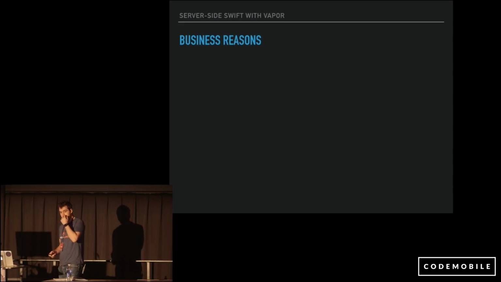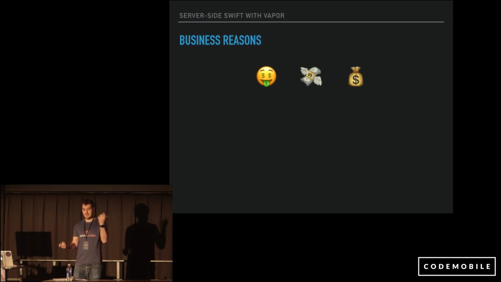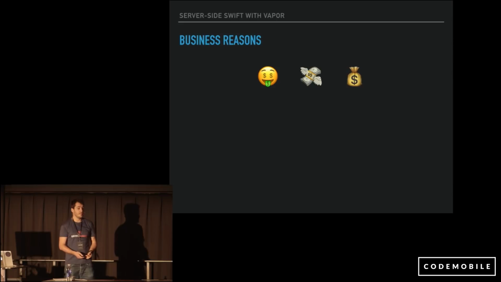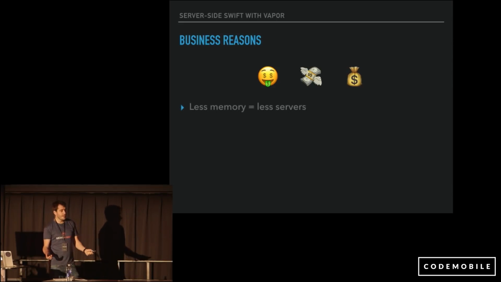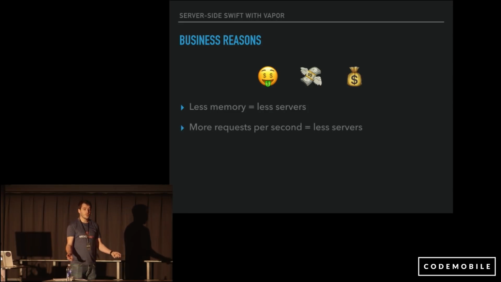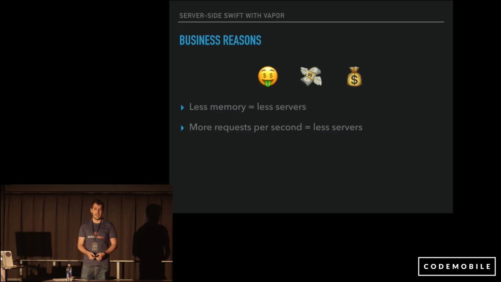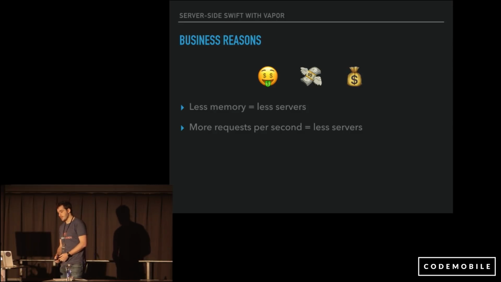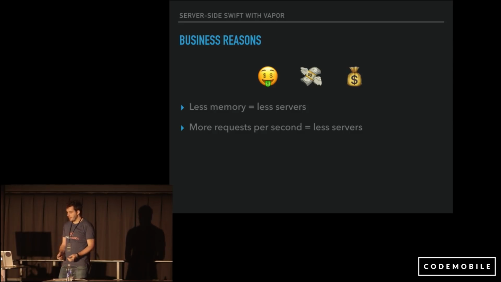So if you're a business, why would you use server-side Swift? Well, it simply comes down to money at the end of the day. If you need less memory to run your server applications, that's less servers you need. If you can handle more requests per second, you don't need as many servers. And one company who switched from PHP to Vapor have seen a reduction in about 85% of their AWS costs, which is pretty significant if you think about it, if you're coming from a business point of view.